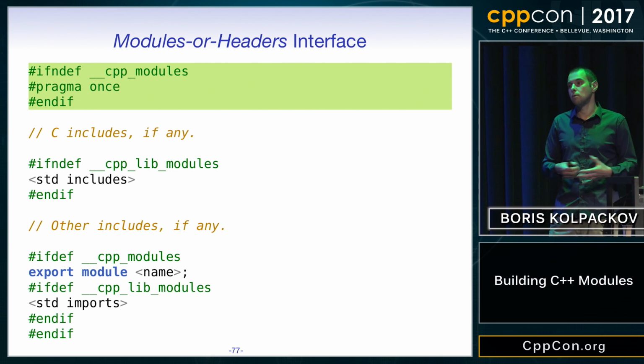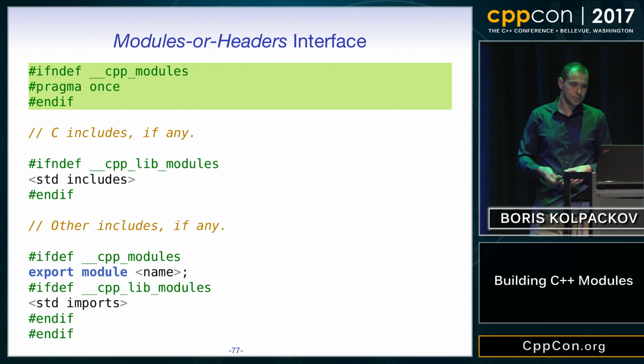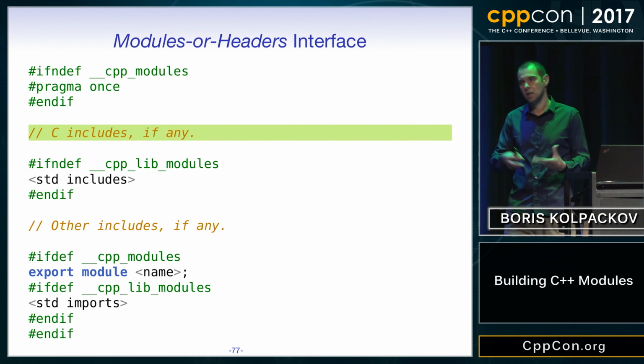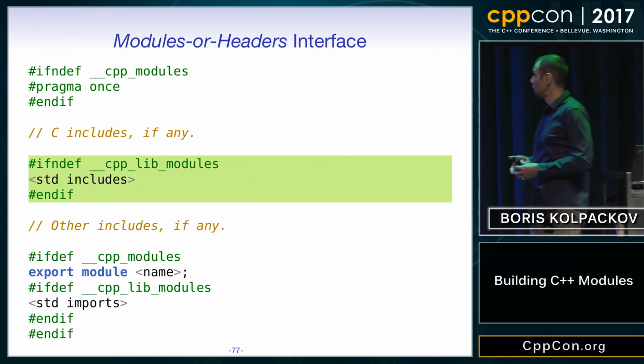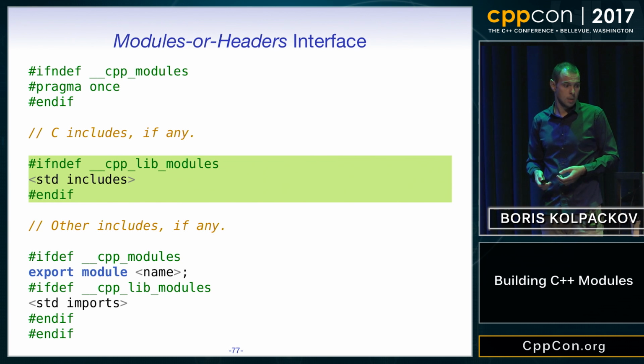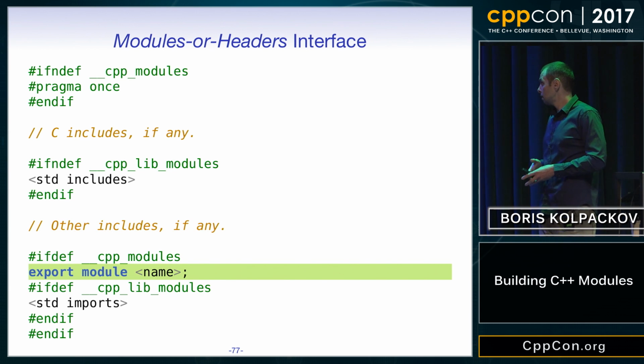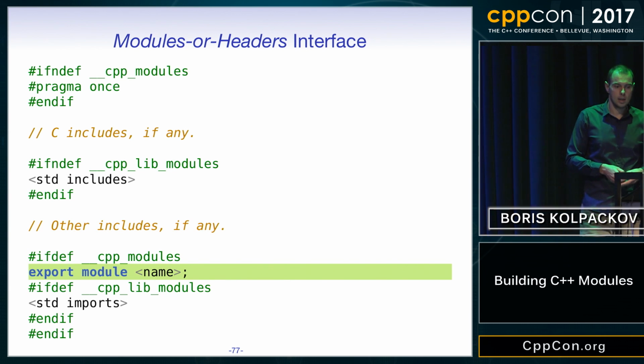You can probably make it work with include guards. It will just get really ugly, I think. And I think it's just better to bite the bullet and use pragma once. Then we have the C includes, for example. Then we have a block of includes for when standard library is not modularized. And we have some other includes that you might have. Then we have a block for when we are actually in a modules mode.